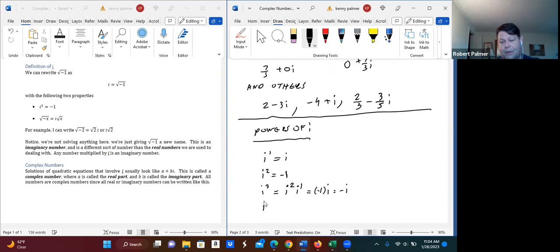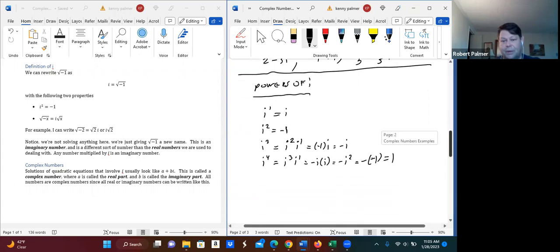Now let's take a look at i to the fourth. How can we write that? Well, a couple of ways. We can do it as i squared times i squared, but I'm going to do it the same way as i cubed times i to the first. We just found that i cubed is negative i, times i, and so we're going to have negative i squared. That's negative times, and i squared is -1, so that's going to be +1.